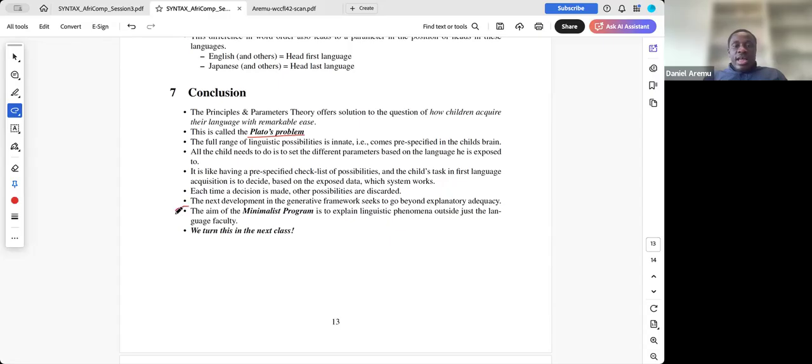So the next class, we'll look at the minimalist program. We've concluded principles and parameters. And the minimalist program, what it does is that now we want to go beyond explanatory adequacy. Remember that principles and parameters is towards explanatory adequacy. We want to be able to explain the underlying structure of the language. For the minimalist program, we want to go beyond that. We want to see that it is not about just the language faculty. There are other things in the cognitive system of a human that actually interact with the language itself. So we must not, in a way, restrict language just to the language faculty. There are other cognitive abilities that actually also interact with the language faculty.